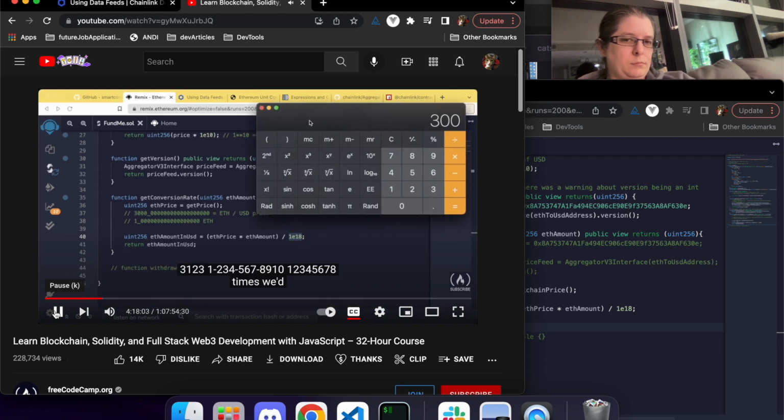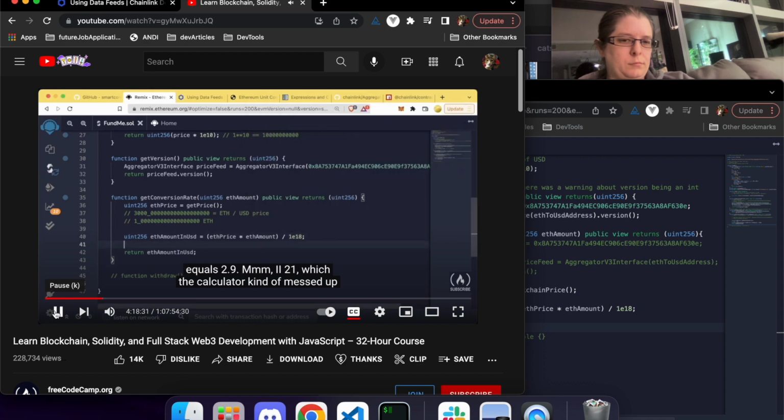We'll do 3,123 times 1,234,567,891,012,345,678 times 3,000, and now we divide that by 1,234,567,891,012,345,678, which equals 2.99999E21, which the calculator kind of messed up the math a little bit.